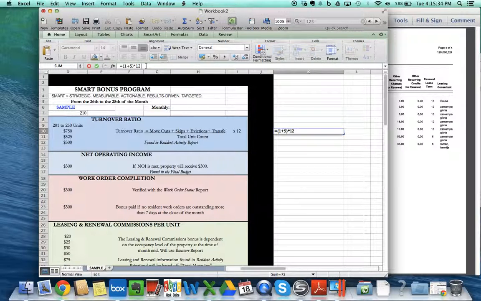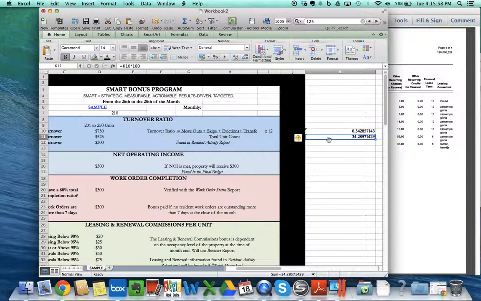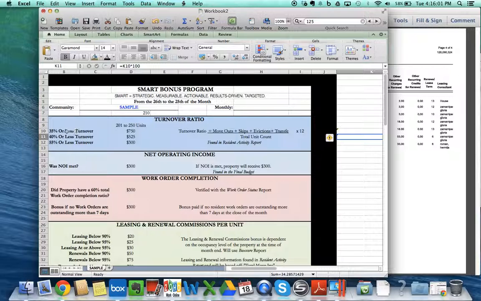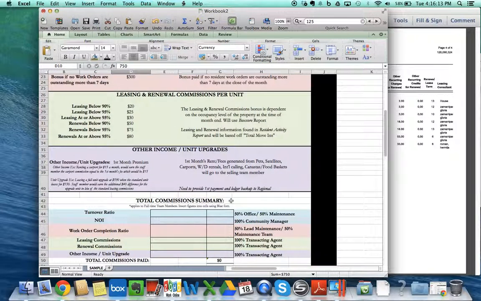In order to figure out what our percentage is, we're then going to divide this by our total unit count, which is 210. Gives us a messy decimal, which we can then multiply by 100 to make it look a little nicer. 34.3% is our turnover percentage. We come back over here and realize that the property actually fits into this first category here, 35% or less turnover. So they'll get $750 this month. So we'll come down here and write $750.